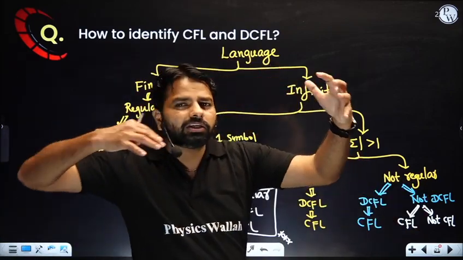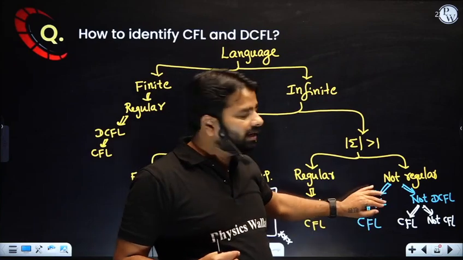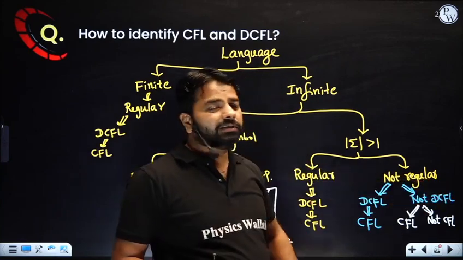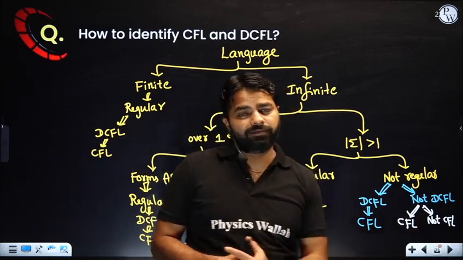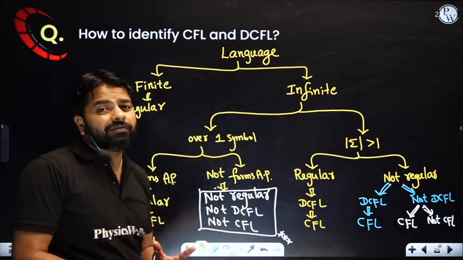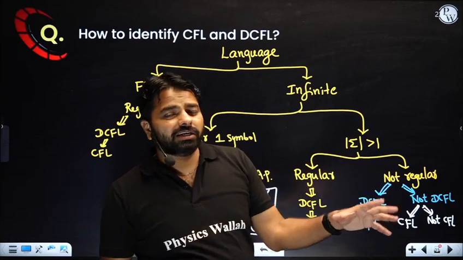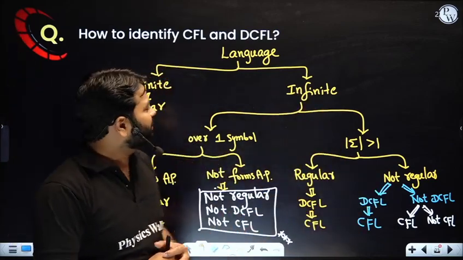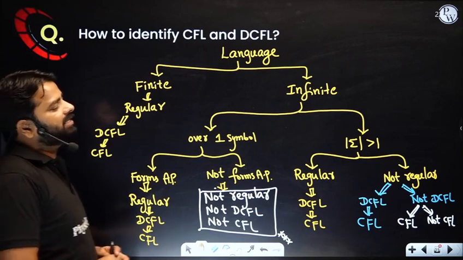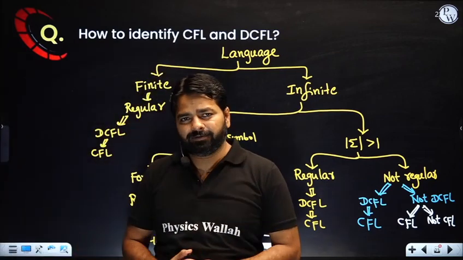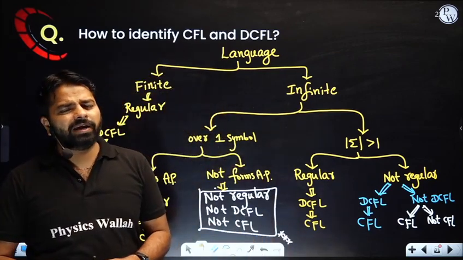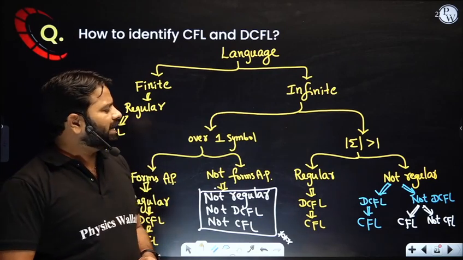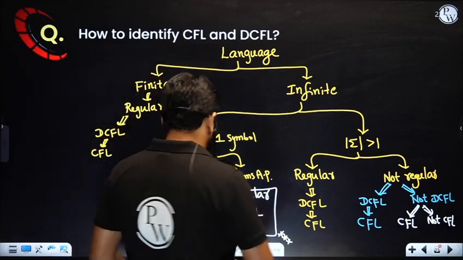So many not regulars you have written. But some of them are DCFLs, some of them are not DCFLs. If it is not DCFL, some are CFLs, some are not CFLs. Even if it is not CFL, in the future, some are CSLs, some are not CSLs. Okay, the class is very big, you know, right, the Chomsky hierarchy. It's how you identify CFL and DCFL. Okay, there are a lot of examples we have to practice. We will do that. If you want one example for each case, yes, I'll do that too.